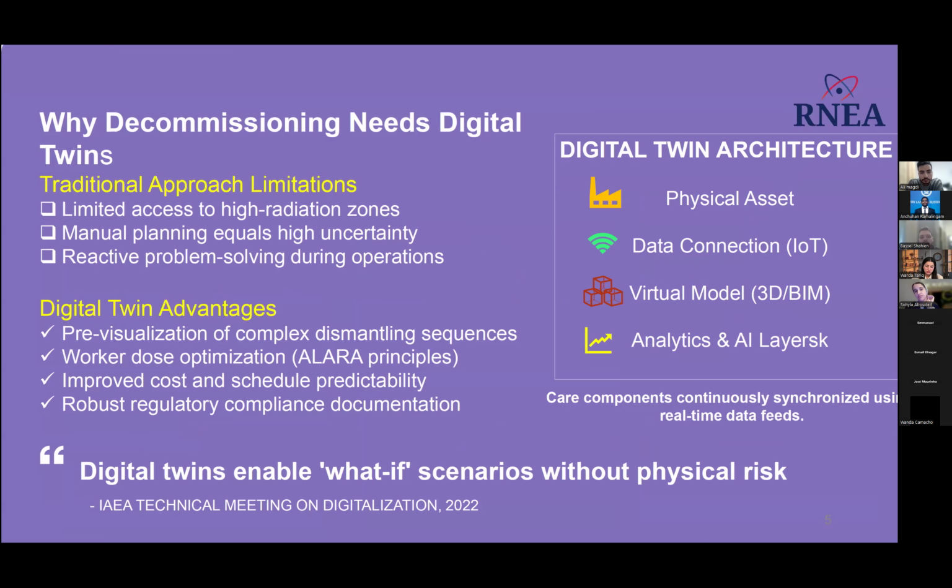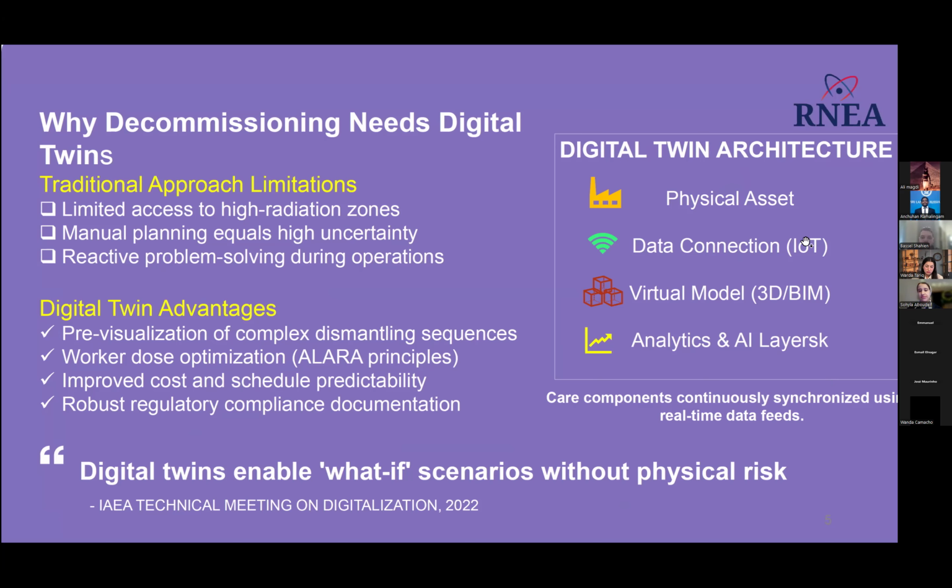So why digital twins? Traditional decommissioning planning has real limitations. Physical access to high radiation zones is restricted, manual planning introduces uncertainty, and when problems arise on site, teams often have to react in real time, which is risky and expensive. So a digital twin changes that dynamic. At its core, a digital twin is a dynamic virtual replica of a physical asset, continuously updated with real-time data from sensors, IoT devices, and operational feeds.